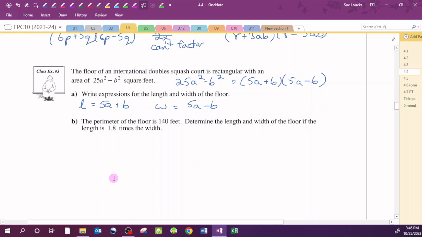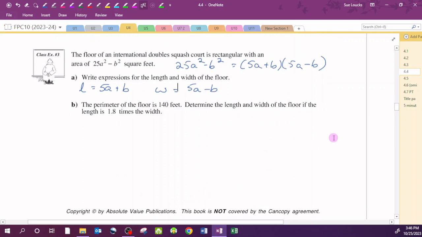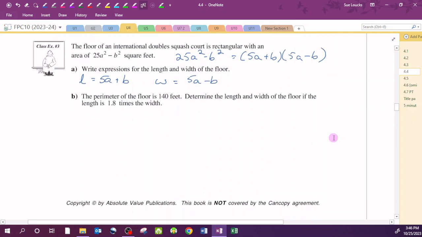And then the perimeter of the floor is 140 feet. Find the length and the width if the length is 1.8 times the width. Okay, well, I have my perimeter equals 2 times L plus 2 times the width, or I can say that it's 2 times the length plus the width, and that's actually going to be easier in this particular case, I think. And I know that my perimeter is 140. So 140 equals 2 times 5a plus b plus 5a minus b.